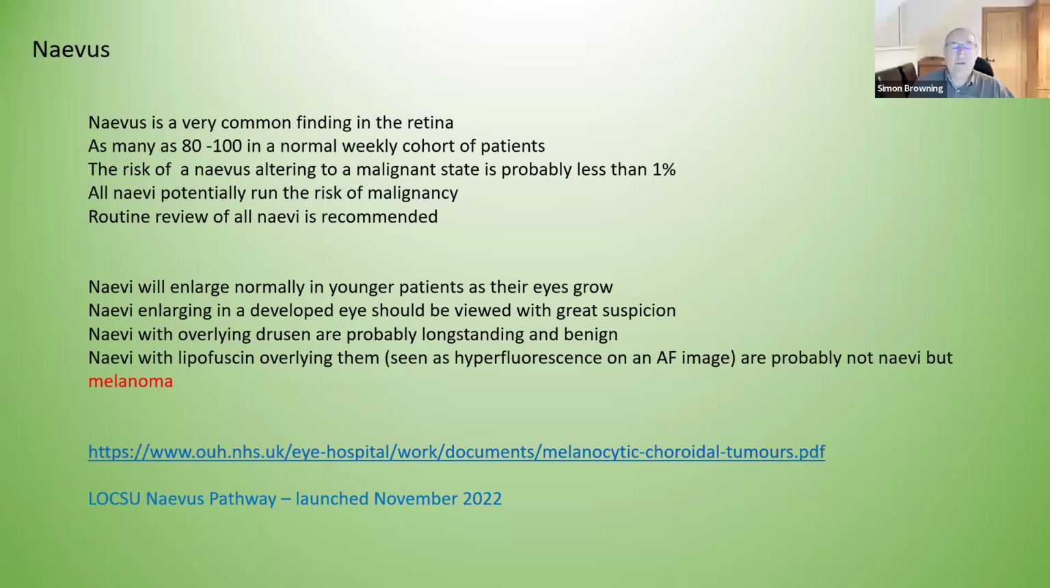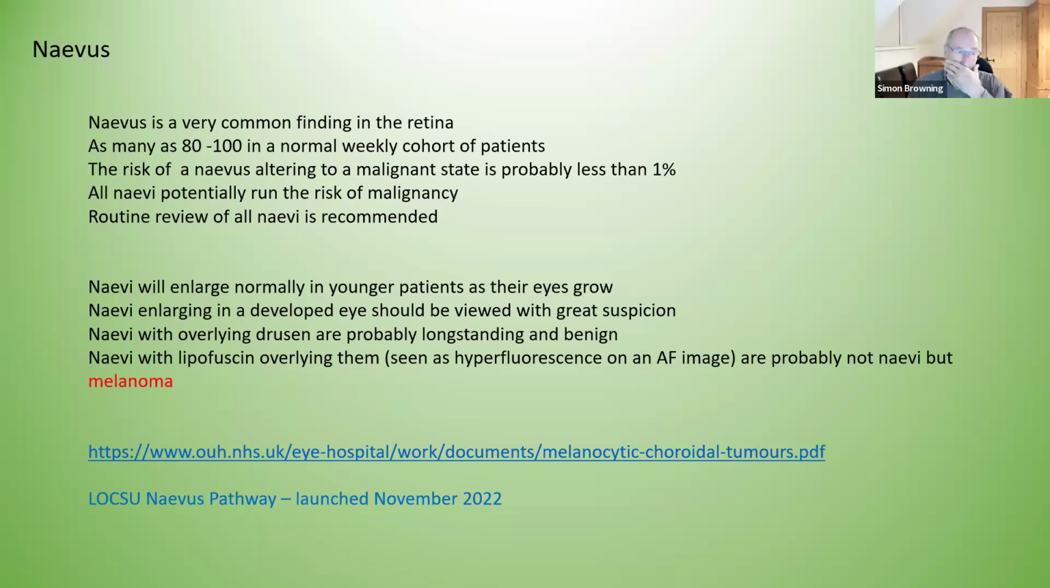So routine review. And remember, with nevi, they will enlarge normally in younger patients as they grow, because as the eyeball gets bigger, the lesion relatively will get bigger as well. But nevi in a developed eye should be viewed with great suspicion. If they've got overlying drusen, then they're probably long-standing and benign. But if they've got lipofuscin overlying them, the autofluorescence, they are probably a melanoma. I've just reminded you here of the moles there.